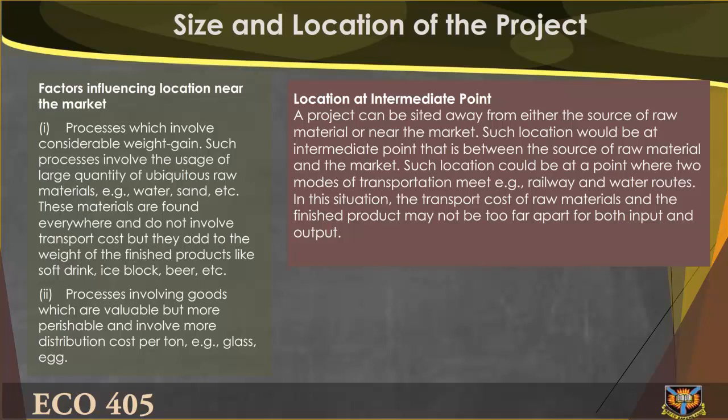Location at an intermediate point. A project can be sited away from either the source of raw material or near the market. Such location will be at an intermediate point, that is between the source of raw material and the market. Such location could be at a point where two modes of transportation meet, for example, railway and waterways. In this situation, the transport cost of raw materials and the finished product may not be too far apart for both input and output.